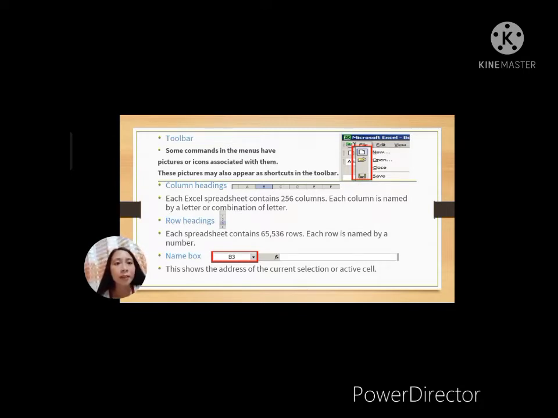Another is column headings. Each Excel spreadsheet contains 256 columns. Each column is named by a letter or combination of letters, like this example, A, B, C, D, E, F, and so forth. The row headings. Each spreadsheet contains 65,536 rows. Each row is named by a number. Another is the name box. This shows the address of the current selection or active cell.